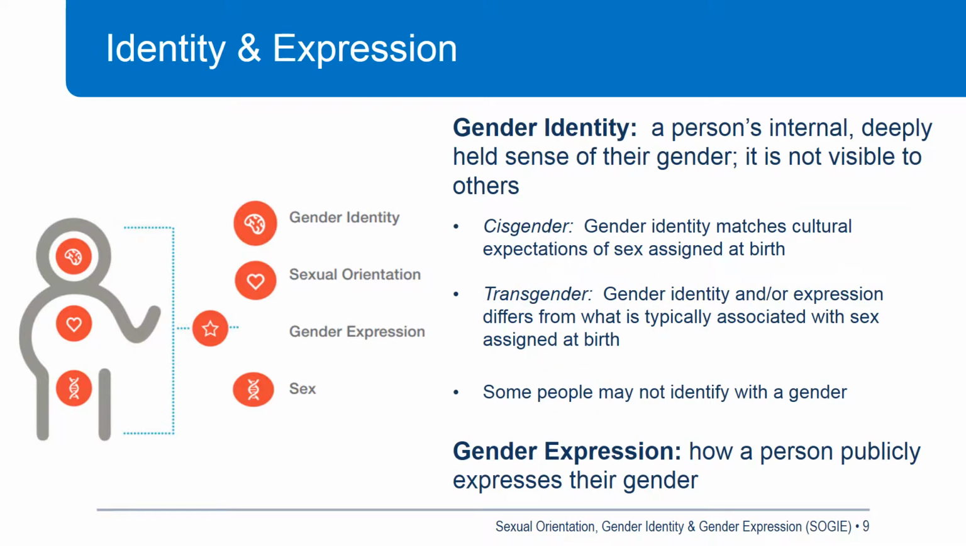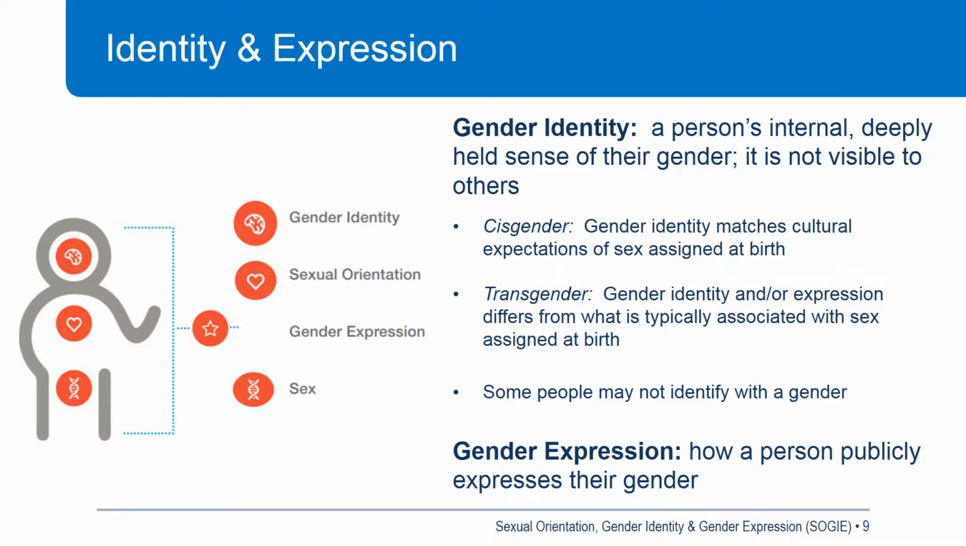Gender identity is a person's internal, deeply held sense of their gender. It's not visible to others. So terms that may be new to you on this slide include the term cisgender. I identify as a cisgender woman. I was assigned female at birth and identify and express my gender as female and feminine.